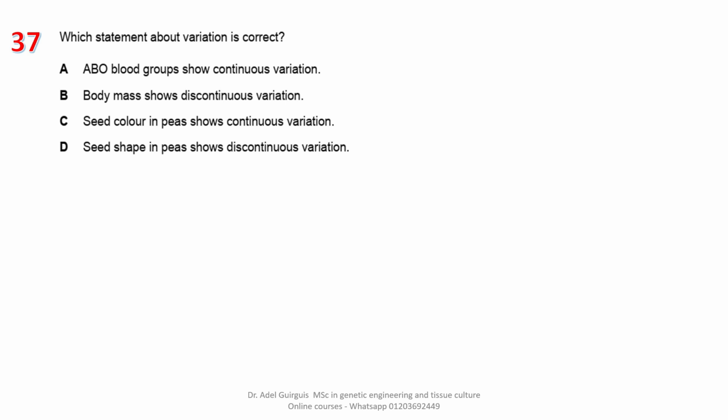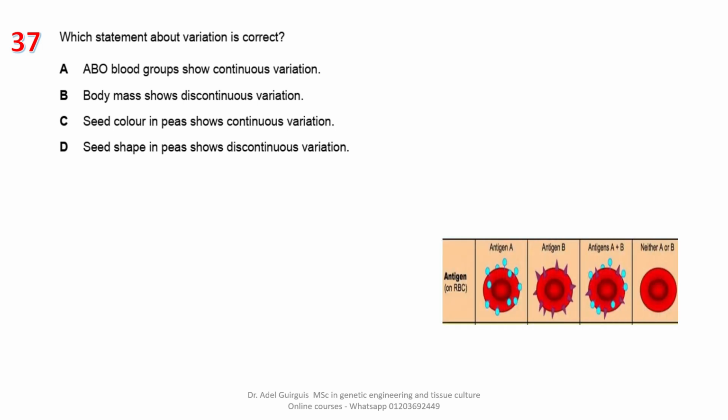Which statements about variation is correct? ABO blood groups show continuous variation. Wrong. Body mass shows discontinuous variation. No, it is numerical. We differ in our body masses. Okay, so wrong also. Look at blood group firstly for letter A.